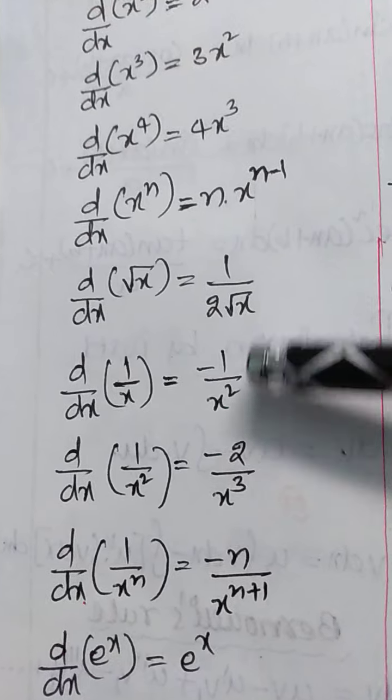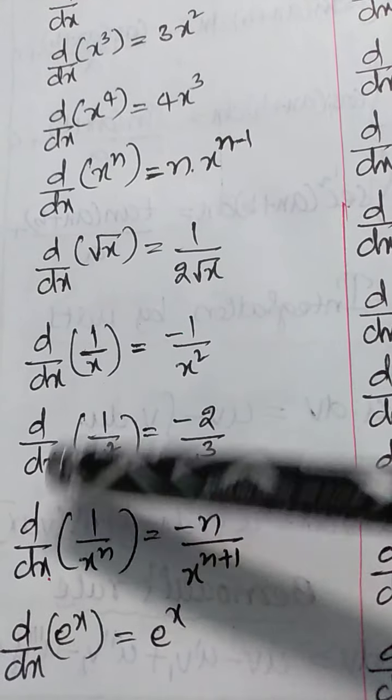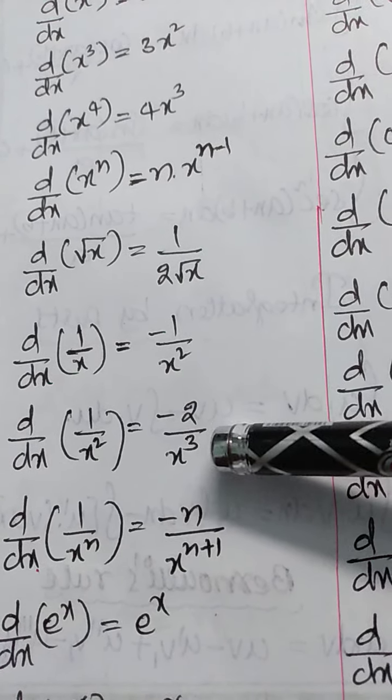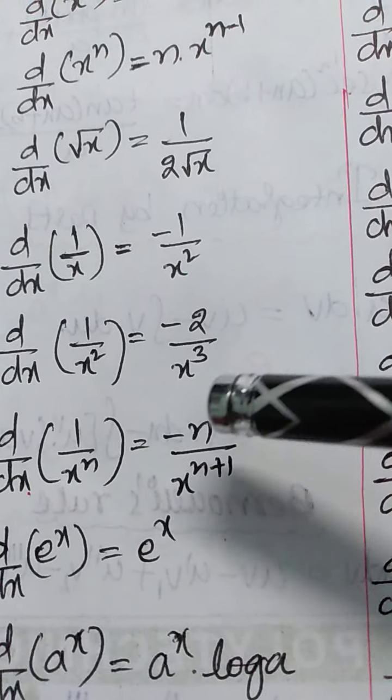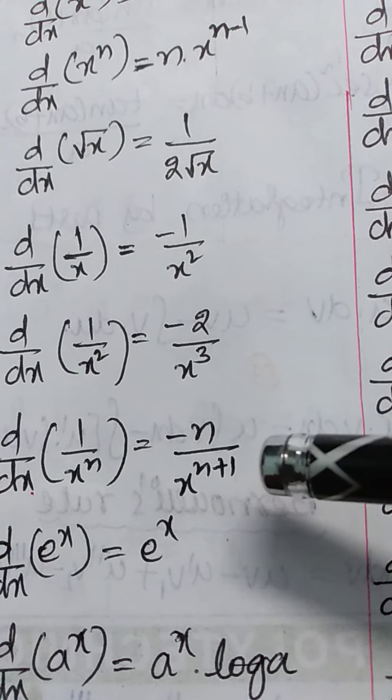derivative of 1 by x is equal to minus 1 by x square, derivative of 1 by x square is equal to minus 2 divided by x power 3, derivative of 1 by x to the power of n is equal to minus n divided by x to the power of n plus 1.